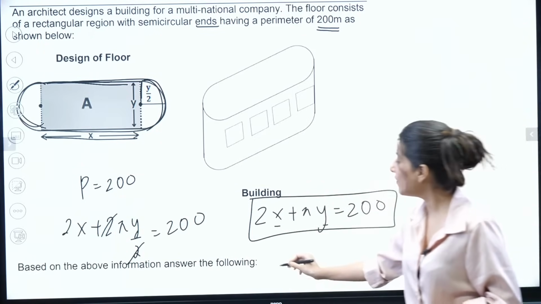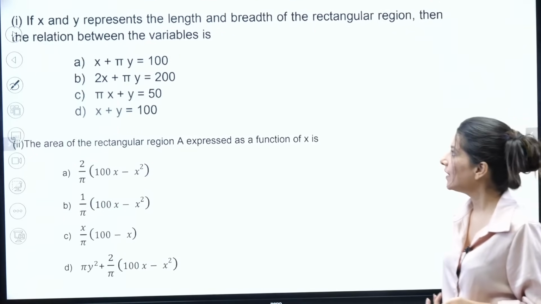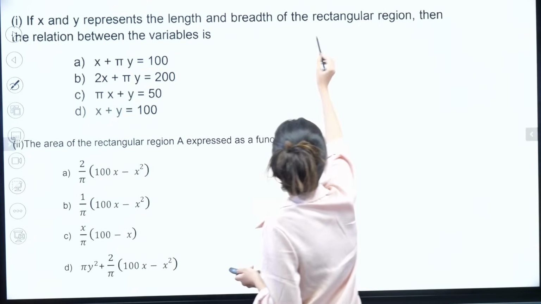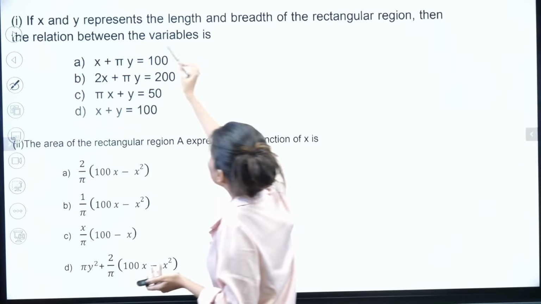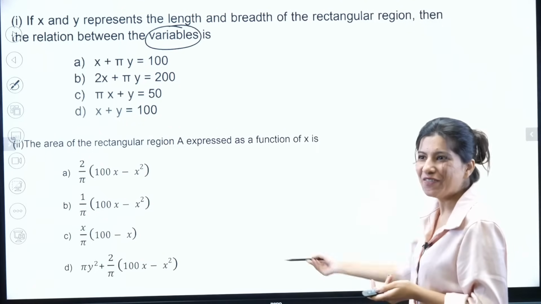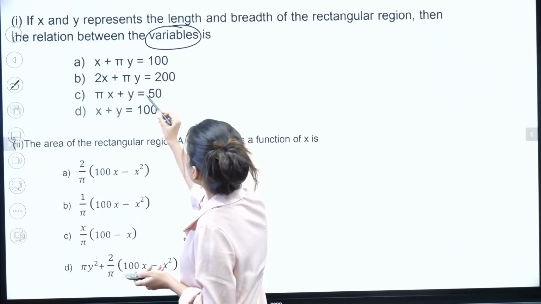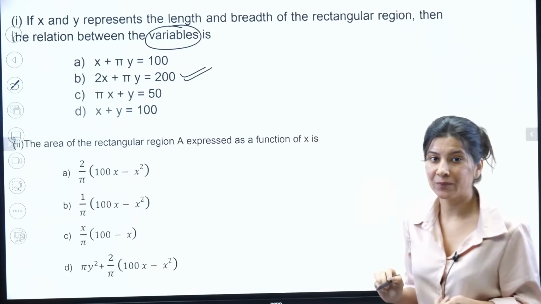Now based on the above information, we have to answer the following questions. Okay. So what they are saying is x and y represent the length and breadth of the rectangular region. I have already checked through the diagram. Then the relation between the variables: I have already calculated this. We have already calculated 2x plus pi y equals 200. That means option B is absolutely right.